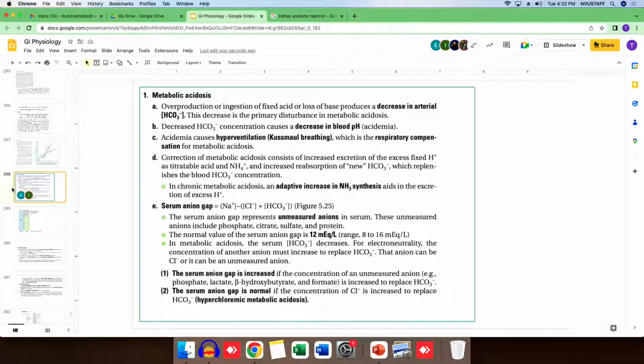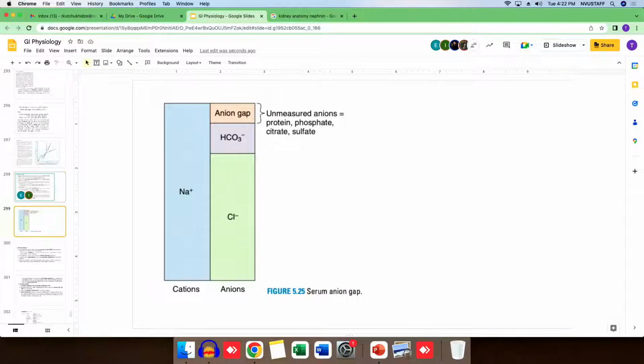Here, what matters, I want to highlight regarding metabolic acidosis, is the serum anion gap. What's that? Despite having a disturbance in bicarbonate and anions, we also have an anion gap. As you see, there are cations and anions: bicarbonate, chloride, and there is an anion gap which is unmeasured. We can't measure them, and they are protein, phosphate, citrate, or sulfate.